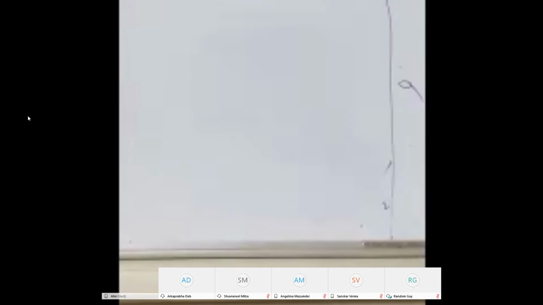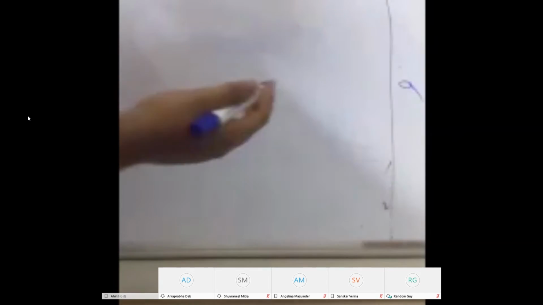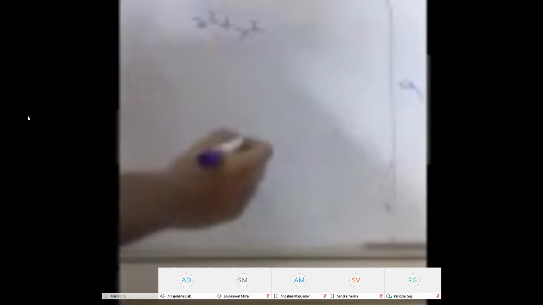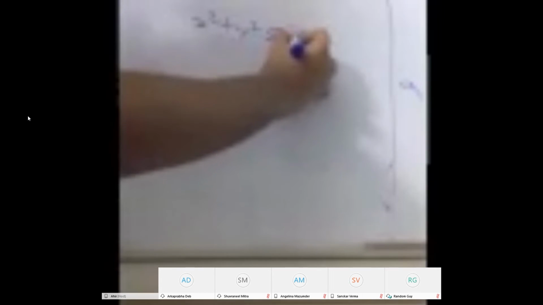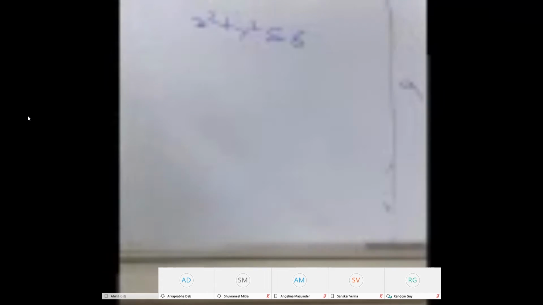So these are basically the addition and multiplication principle. Now we'll try to solve a few problems based on this. Suppose you have two non-negative integers x and y such that x square plus y square is less than or equal to 6. x and y are integers greater than or equal to 0.